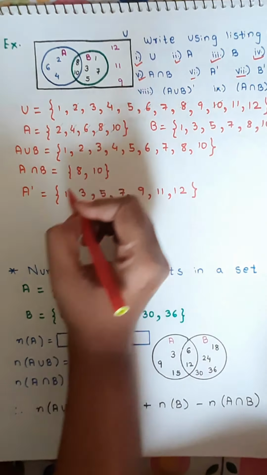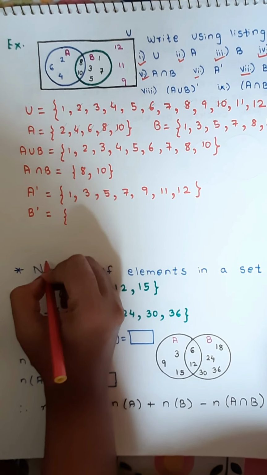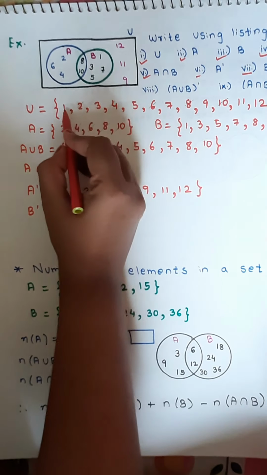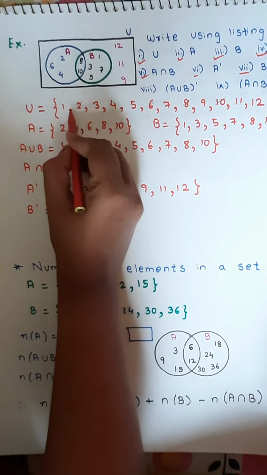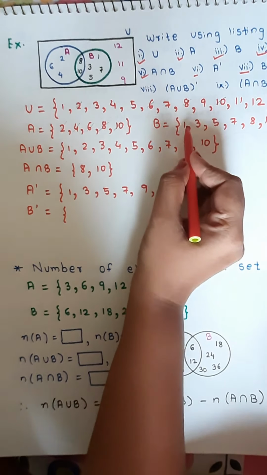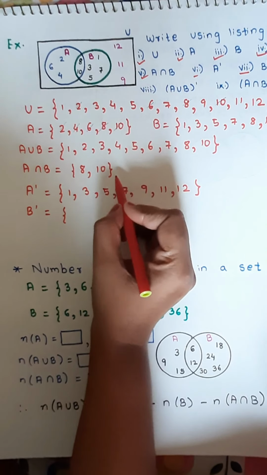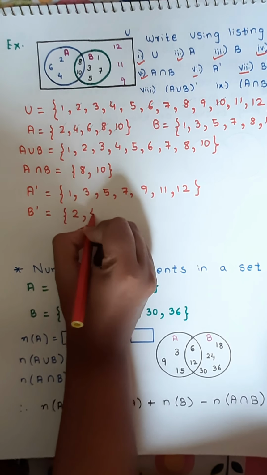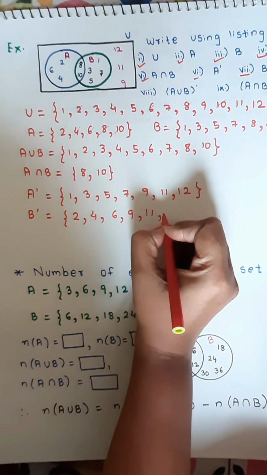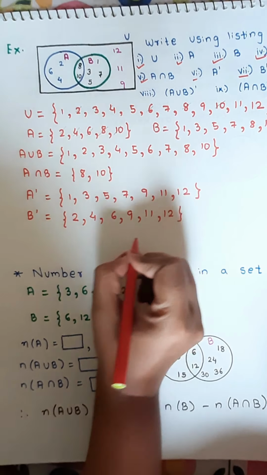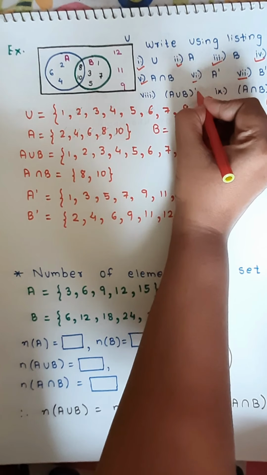Now we'll think of B complement. B complement is equal to, again consider the set B and the universal set. The common ones you will strike off. Whatever is left in the universal set, that you will write. So you will not include 1, 3, 5, 7, 8, 10. The remaining everything you will write. So B complement will be 2, 4, 6, 9, 11 and 12. This is done.